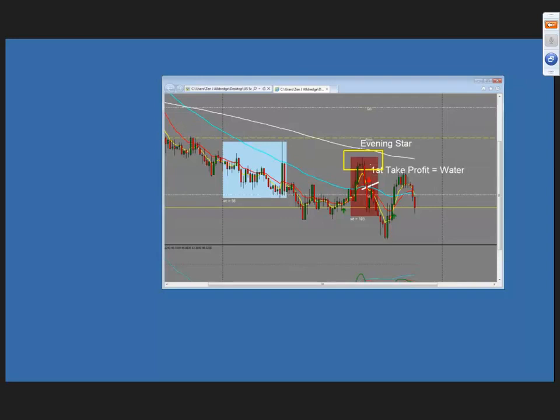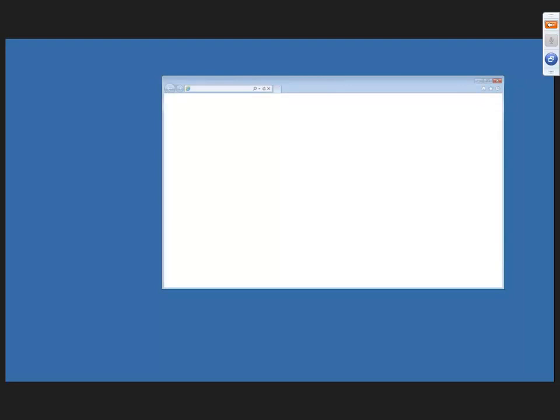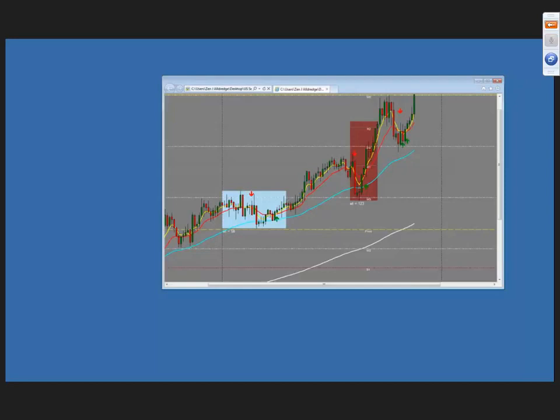Let me see if we can find a couple more here. Okay, here's another pattern. This was this morning, and this is the Euro Aussie dollar. Kind of monkeyed around most of the day, but came down right off the mail here. I'm sorry, right off the water. Gave us a morning star and took off. Took off for 150, 160 pips.